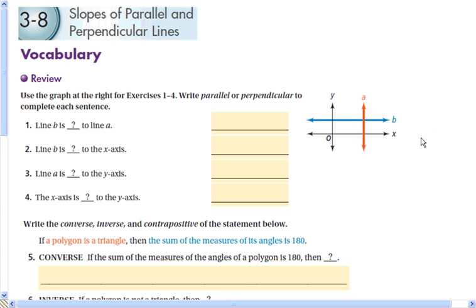Hey class, this is lesson 3.8, slopes of parallel and perpendicular lines. You will learn to relate slope to parallel and perpendicular lines. You'll be able to write equations for both parallel and perpendicular lines given some information. All right, here's the review.